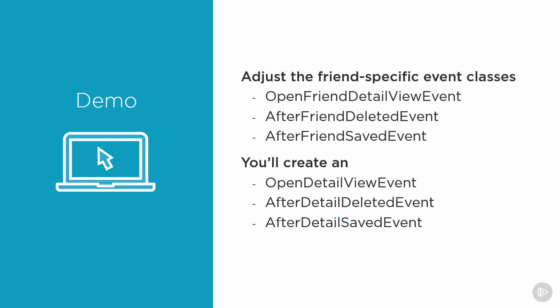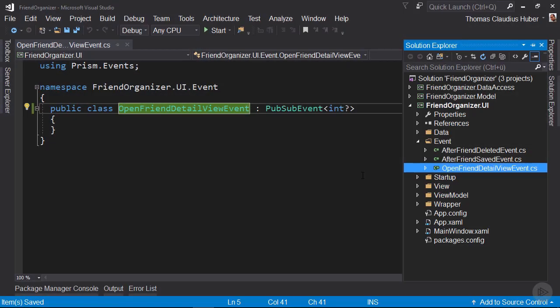Let's start now with the OpenDetailViewEvent. The UI project of the Friend Organizer application has an event folder that contains these three friend-specific event classes. Now let's start with the OpenFriendDetailViewEvent class that I have already opened here. As you might remember, this OpenFriendDetailViewEvent is published from the navigation view model, and the main view model subscribes to that event, and when it receives the event, it will create a new friend detail view model.